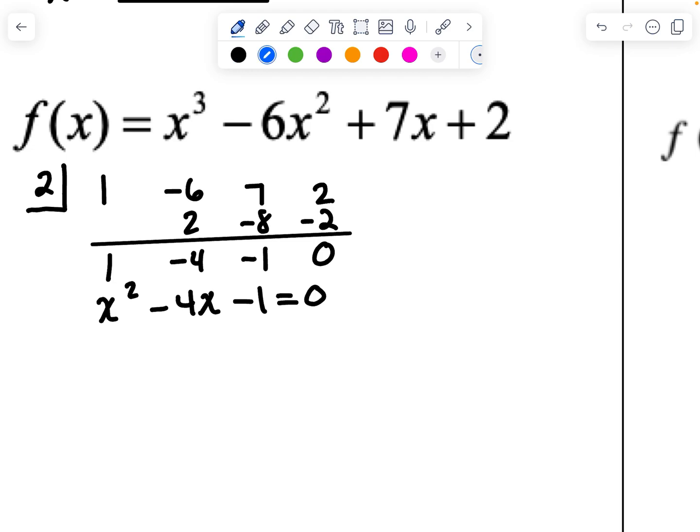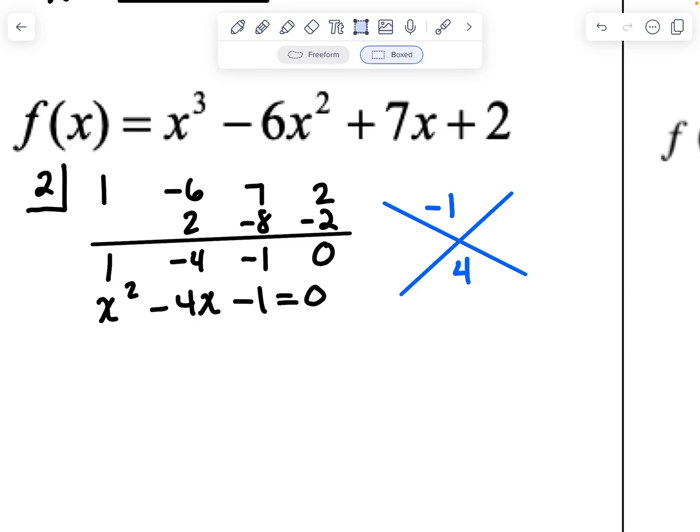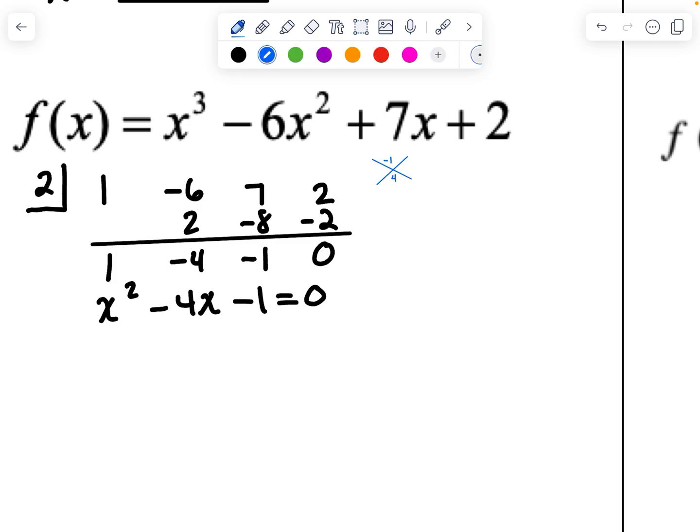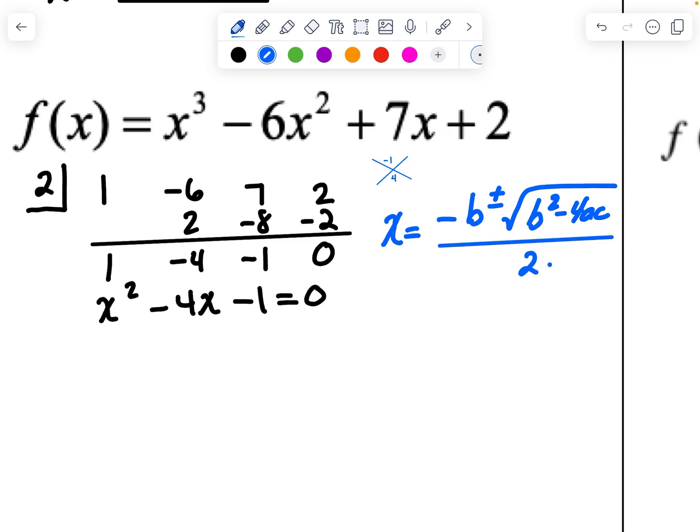I could, if I wanted to, since it's a quadratic, see if there are factors of -1 that add up to 4. There are none. So that is not a good plan. This plan is not going to work. So our next choice is going to be the quadratic formula, which is x equals the opposite of b plus or minus the square root of b squared minus 4ac, all divided by twice a. And you're going to remember that this is a, and this is b, and this is c.